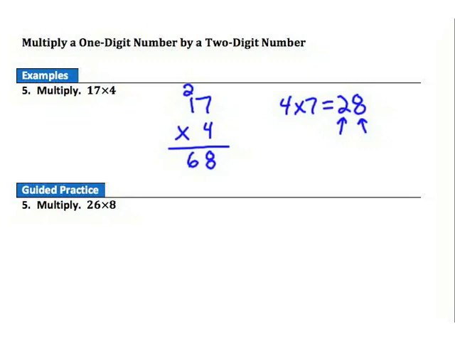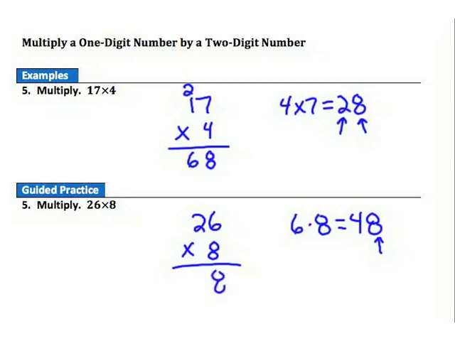Now it's time to check your understanding of multiplying a one-digit number by a two-digit number. Hit pause on your video player and answer the guided practice question. When you're done, hit play to see how you did. Question 5. Multiply 26 times 8. Now I'm going to multiply 6 times 8, which gives me 48. So I'm going to place the 8, which is in the ones place, over here in the ones column, and carry the 4 to the tens column. Now I'm going to take 8 times 2, which is 16, plus 4 is 20. So I get an answer of 208.